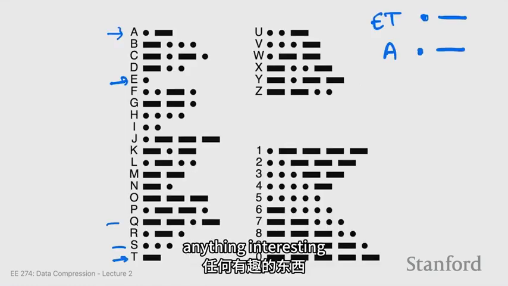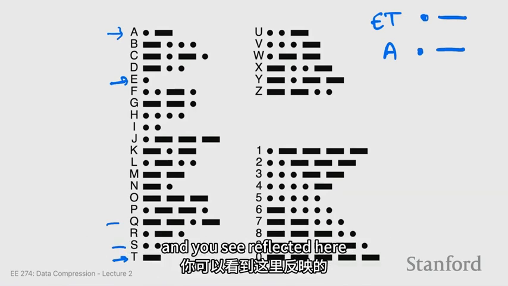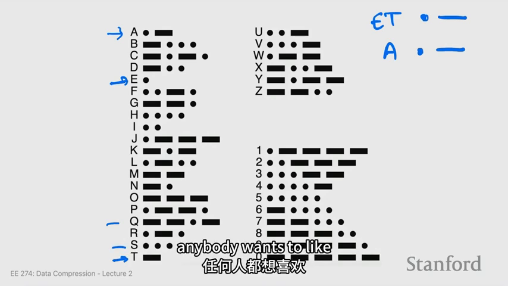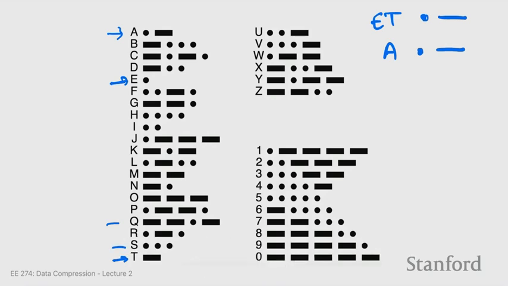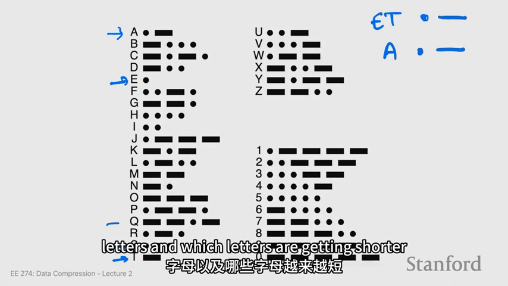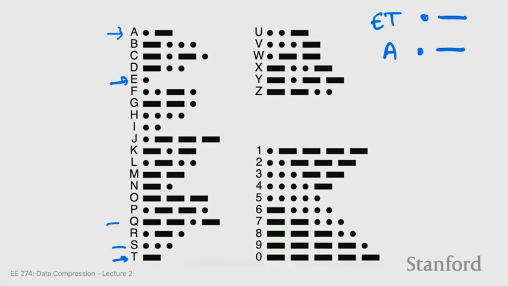Okay. Anything interesting somebody observes, like anything that we saw in the last class and you see reflected here? Look at the lengths of the different code words. Anybody wants to say, what do you see here? Anything interesting with the letters and which letters are getting shorter codes and which letters are getting longer codes?